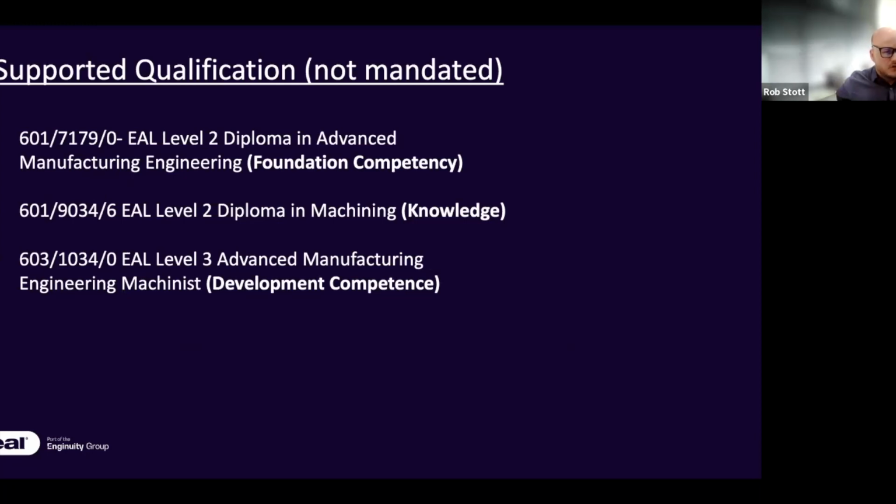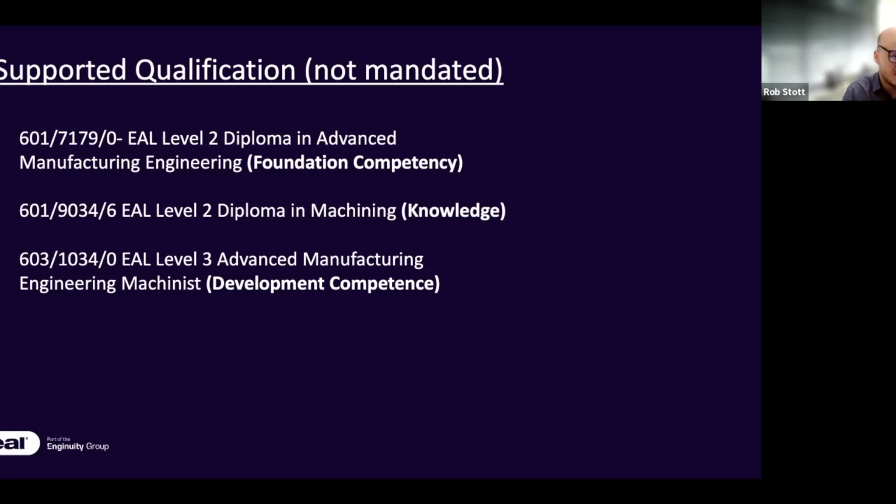Just looking at some of the support qualifications, drawing back on the previous slide, the old machining standard was 4 qualifications. The new one's now just 1 qualification. But we've had a lot of inquiries from existing centres and employers to say whether the old qualifications are still available. Yes, they are, absolutely, and they will certainly support the new machinist standard. However, they are not mandated.